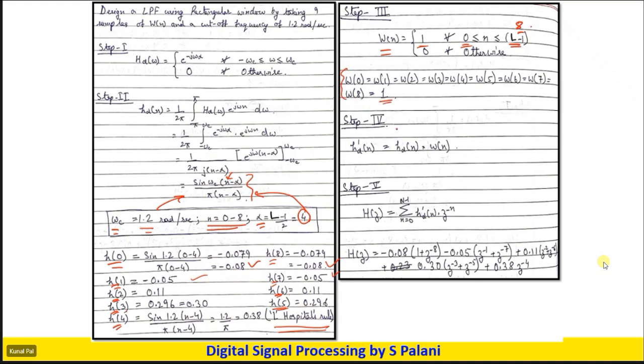Then step 4 would be H dash n, where we will be having Hd n multiplied by Wn. Since Wn is 1 for all n values, H dash n in this case would be Hd n. Then we will be applying the Z transform to get the transfer function, and after we get the transfer function, we will be going for the realization of the filter.